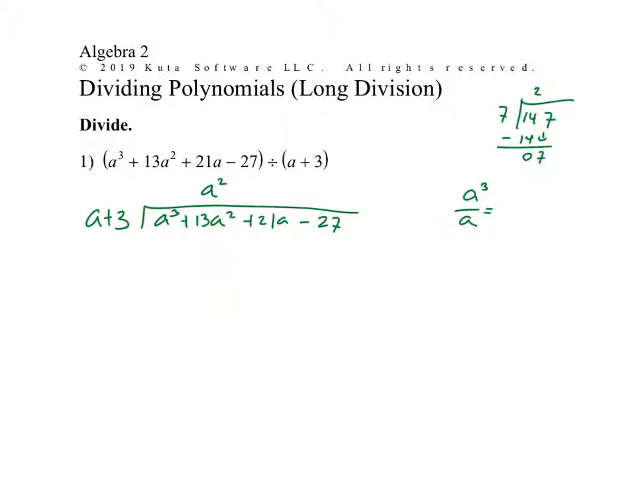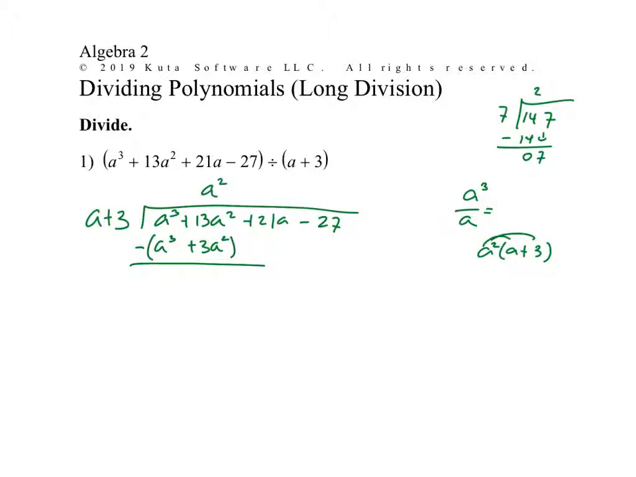Now I'm going to multiply. I'm multiplying a squared times a plus 3, so I have to distribute that. So I have a cubed plus 3a squared. And the same way we did here, we subtract. So we're going to subtract both terms, and as you can see, I'm placing that in parentheses. Why? Because I have to distribute that negative inside of the parentheses, so it's going to change everything to the opposite.